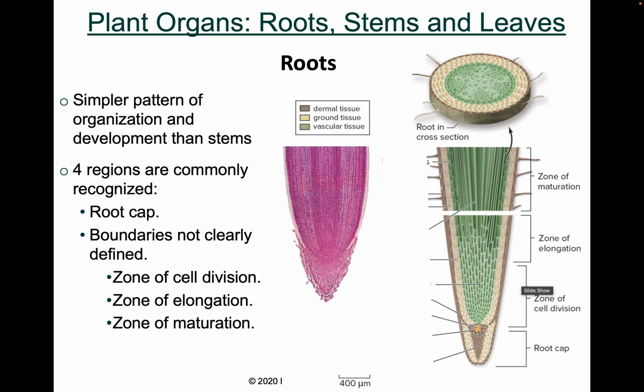For example, the protoderm will keep dividing until it forms the epidermis cells. Or in the case of the ground cells, they will become parenchyma, collenchyma, or the like. Or in the case of the vascular tissues, will they become the phloem, or will they become the xylem? This is what happens here in the zone of maturation.